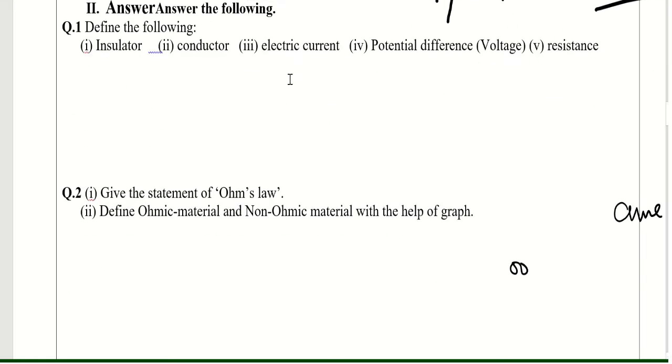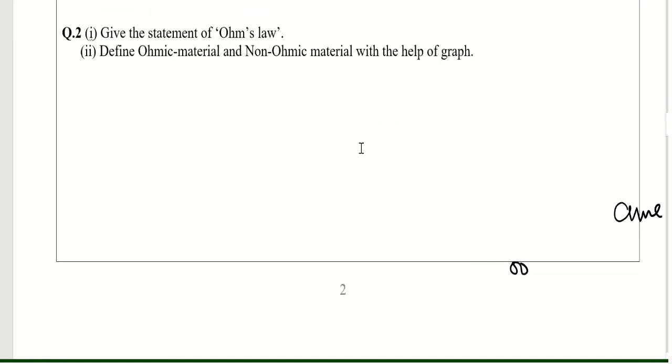Now part 2, answer the following. You have to define: what is insulator, what is conductor, what is electric current, what is potential difference, what is resistance. These are theoretical questions and you have to define. And now give the statement of Ohm's law. This is also given in your chapter, in your PPT. If in the examination it comes, you have to write it in words, don't write the formula, you have to write in words only.